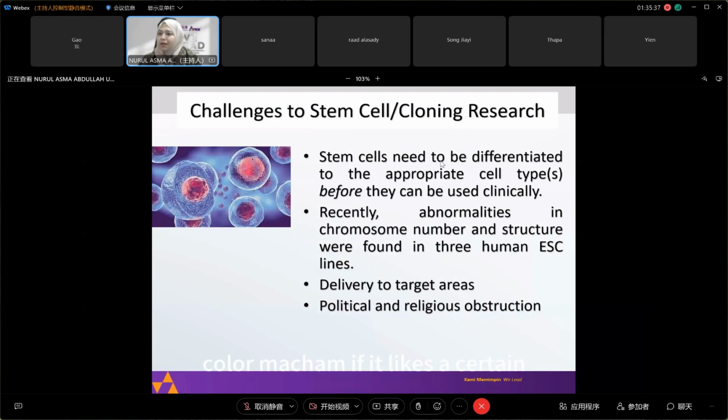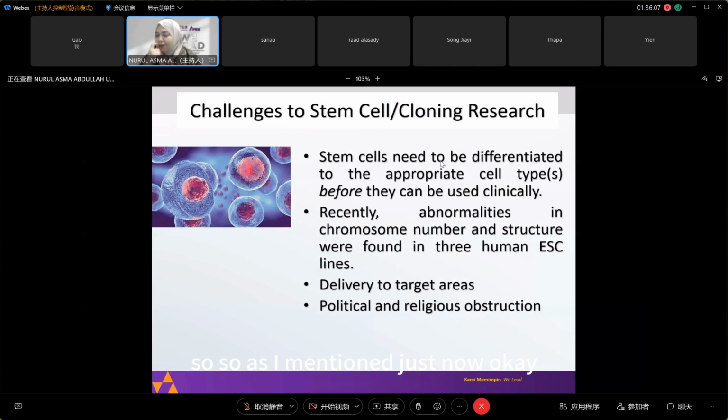Okay, if it is targeted to the heart, you have to make sure that when you apply the cell therapy, the injection, it goes to the targeted area. You cannot control, after you inject, where the cells will migrate and home. And of course, the political and religious obstruction.